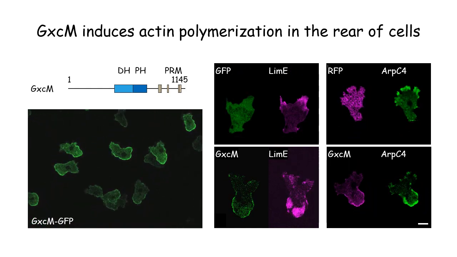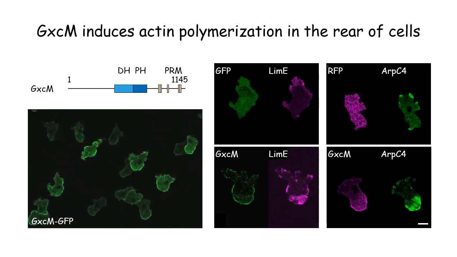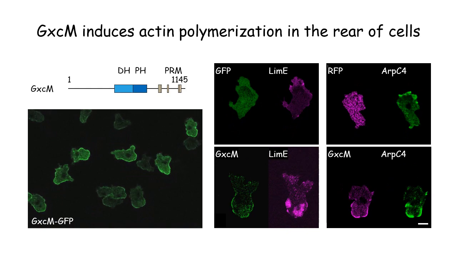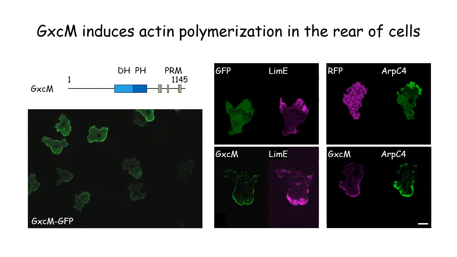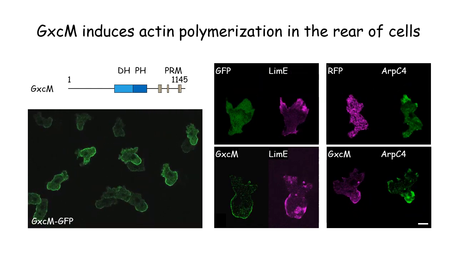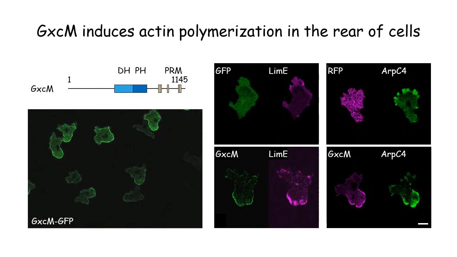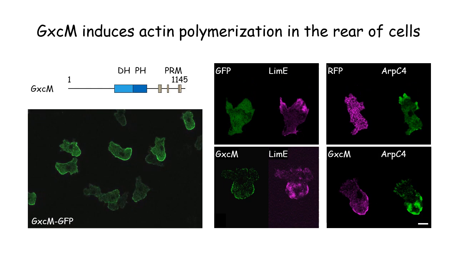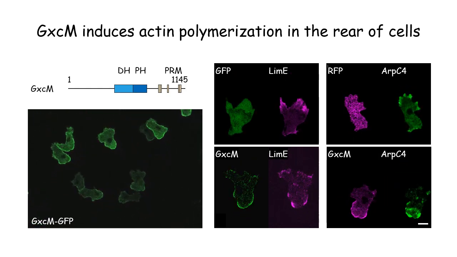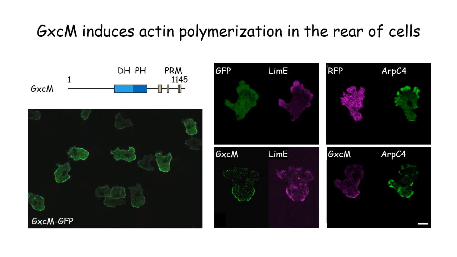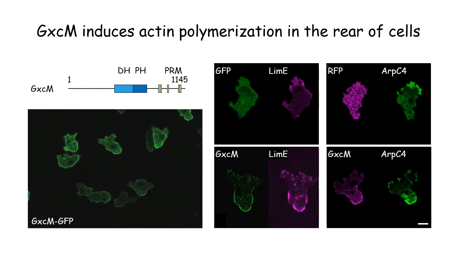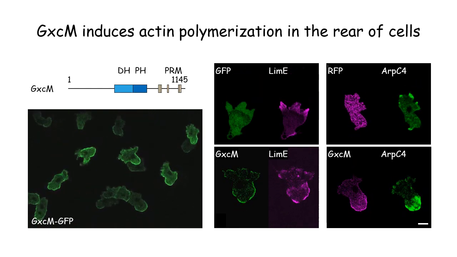When expressed as a GFP-fused protein in cells migrating directionally along a chemical gradient, GxcM mainly localized in the rear and the lateral regions. Interestingly, overexpression of GxcM triggers F-actin assembly in the rear of cells, in contrast to the control cells where the bulk of F-actin, marked by LimE, is detected in the migrating front. The LimE signal is highly accumulated in the rear of cells with GxcM overexpression.